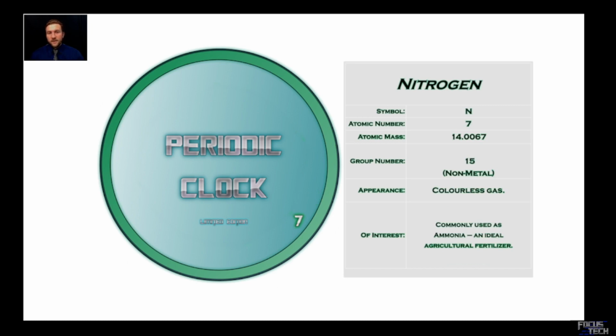Number 7, nitrogen. So nitrogen falls into group number 15. It is also a non-metal, and naturally it occurs as a colorless gas. And it's commonly used as ammonia, which is an ideal fertilizer.